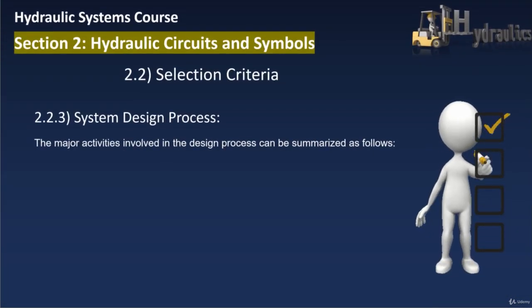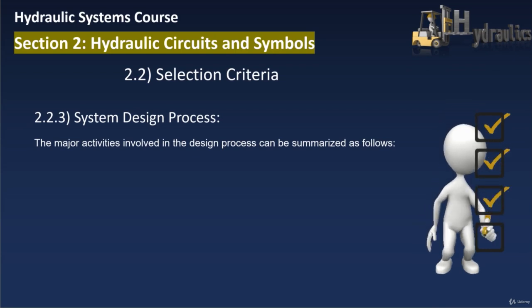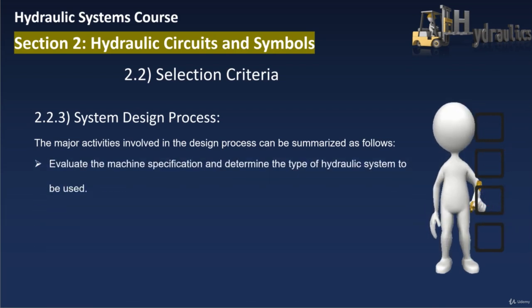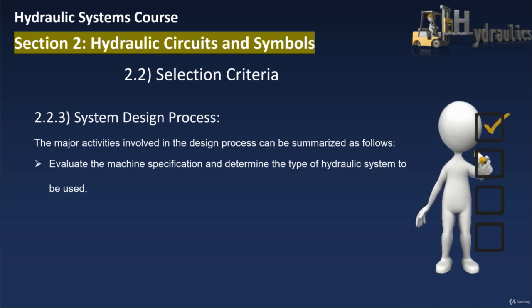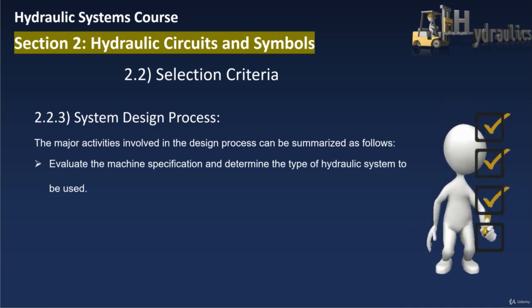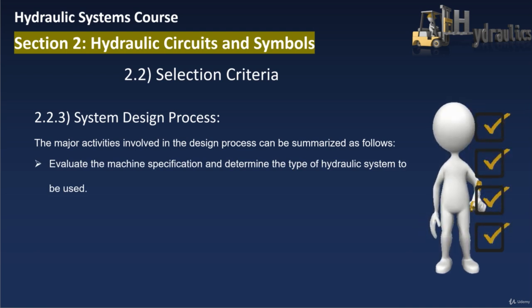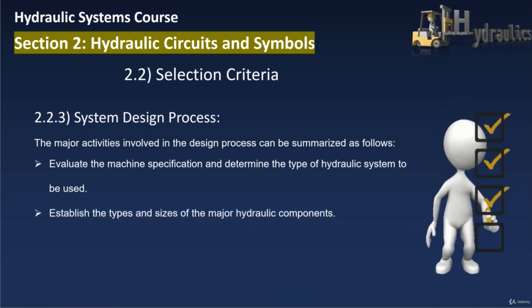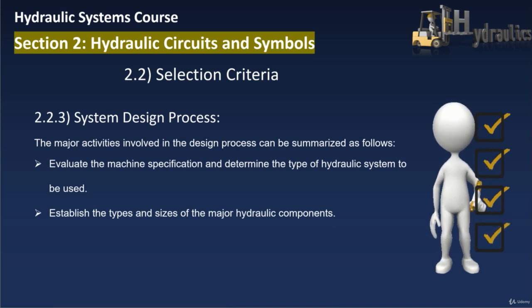For the system design process, the major activities involved in the design process can be summarized as follows. I need to evaluate the machine specifications and determine the type of hydraulic system to be used. I need to establish the type and sizes of major hydraulic components. I need to consider the size and the weight as we discussed.